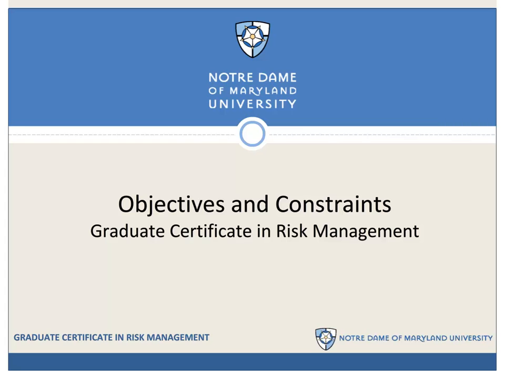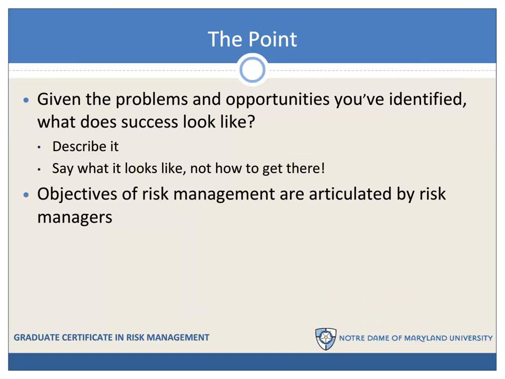In this video, we'll be considering the preparation of an objectives and constraints statement. In a good risk management process, you'll begin by identifying a problems and opportunities statement. Given those problems and those opportunities that you've identified, the next step is to figure out, what does success look like?